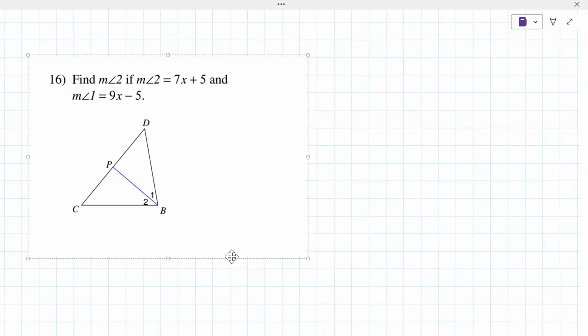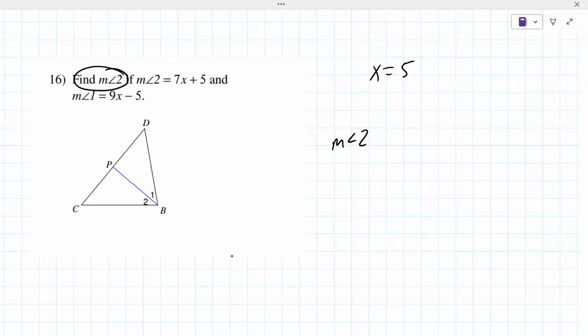I got x equals 5. Okay. So you probably noticed this in your class here. Sometimes they say to solve for x. In this problem, they want you to actually find the measure of angle 2, which means you have to put that x value back in. Could you do that for us, please? I got measure of angle 2 equals 40.